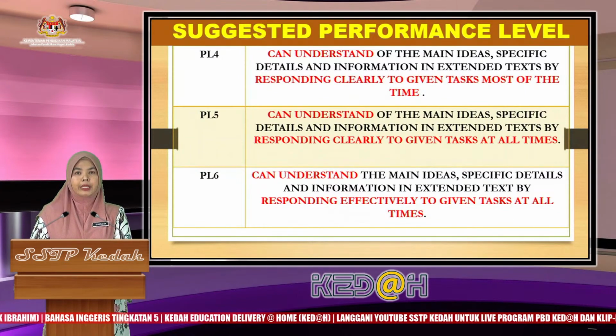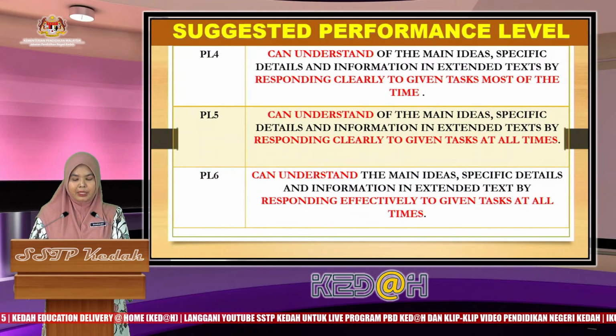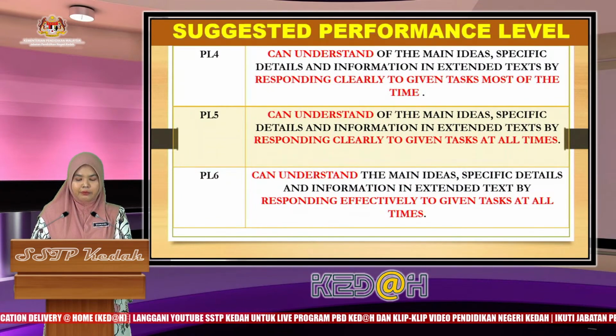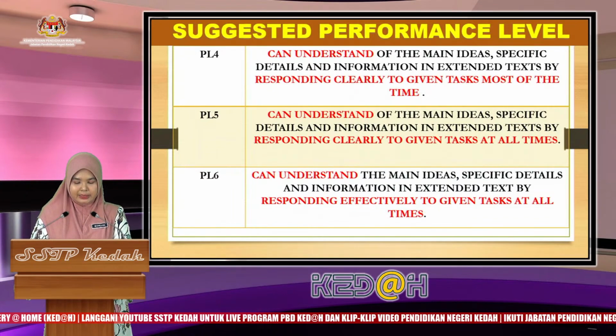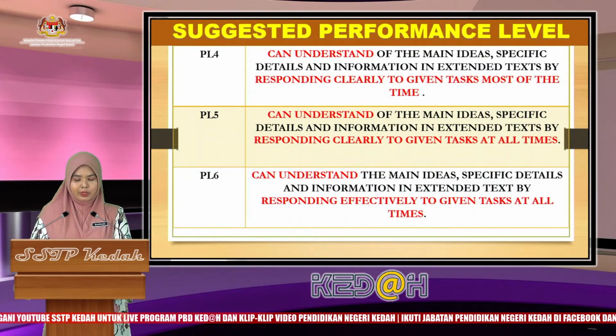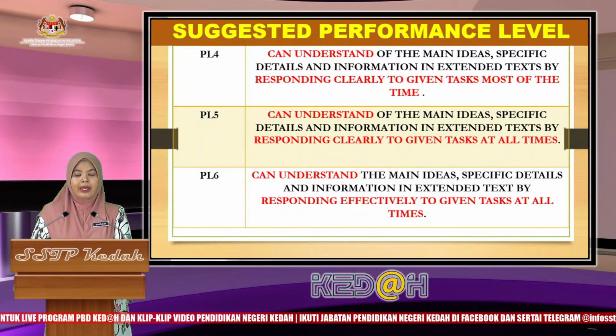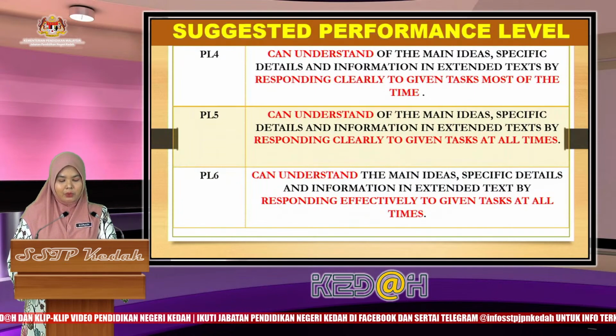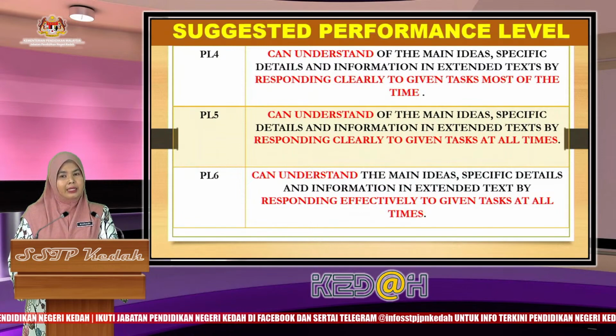Now let's go to PL5. Okay, PL5 will be awarded to pupils if they can understand the main ideas, specific details, and information in extended text by responding clearly to given tasks at all time. Okay, the keywords are can understand, responding clearly, at all time. PL5 is awarded to pupils who can respond correctly, but they still need minimal support from their teacher.